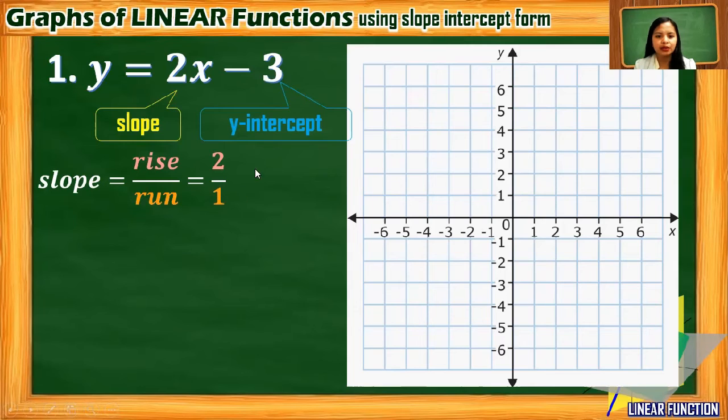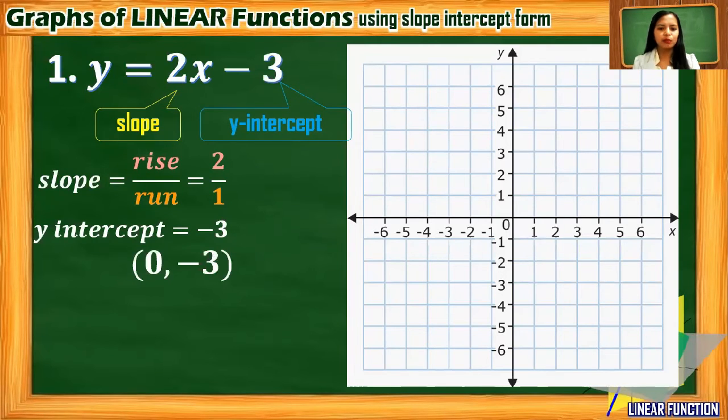The value of our numerator and denominator will identify how many units we are going to move up or down and left or right from the first point. Now, where are we going to get the first point to be plotted? That would be from the y-intercept. And from this function, our y-intercept is negative 3. Hence, it will be at point (0, -3).